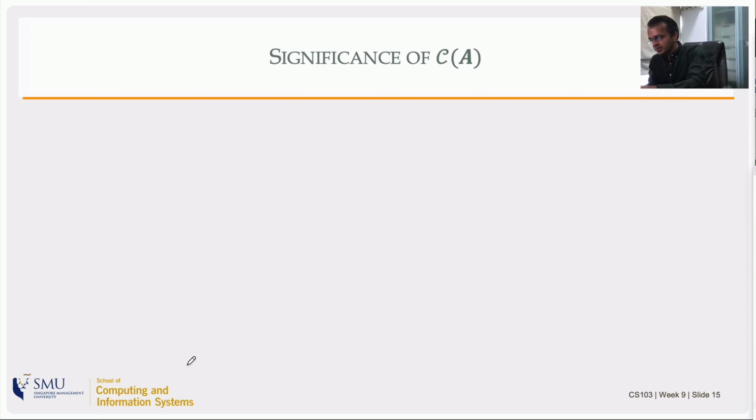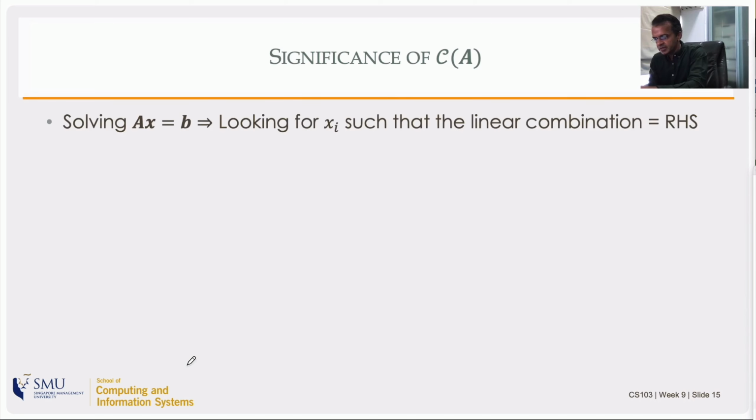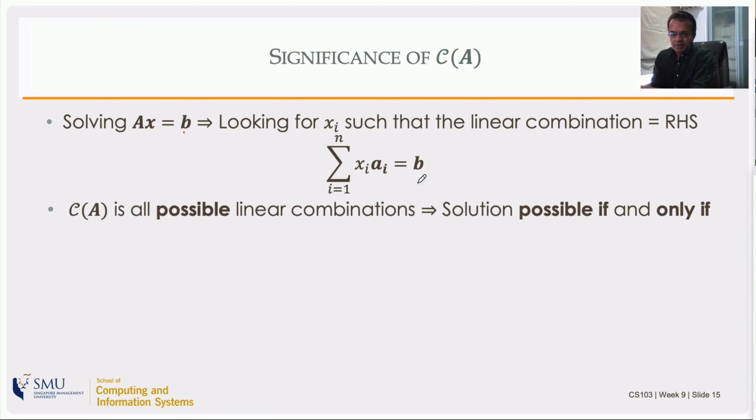Starting from the column picture of a system of linear equations, we know that solving Ax = b is the same as looking for the right linear combination of the columns of A such that you get b. That is the process of solving in the column picture. So we will be looking for the x_i's so that we can take the right linear combination to get the right-hand side. But we also know that the column space is the span of the columns of A, the collection of all possible linear combinations. If b is not in that column space, obviously you cannot find the linear combination because it's not a possible linear combination. So the solution is possible if and only if b is a member of the column space. That is the significance of the column space.